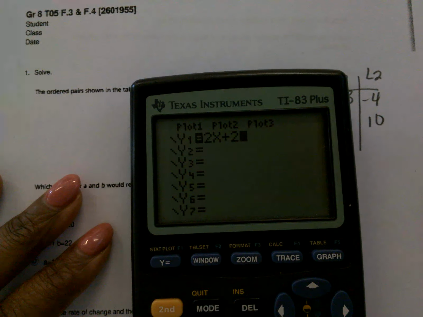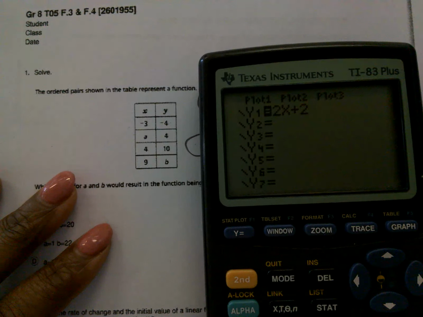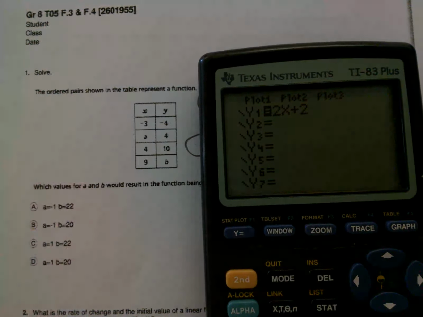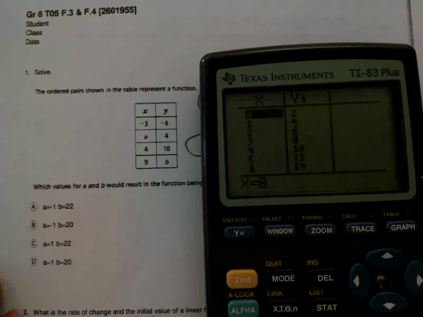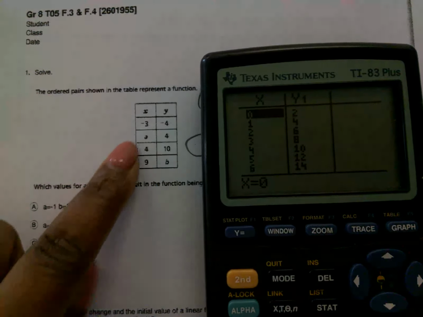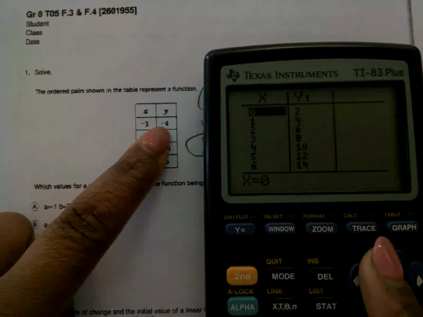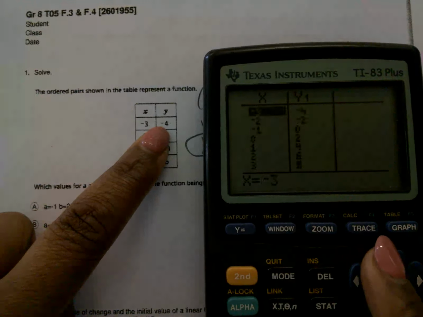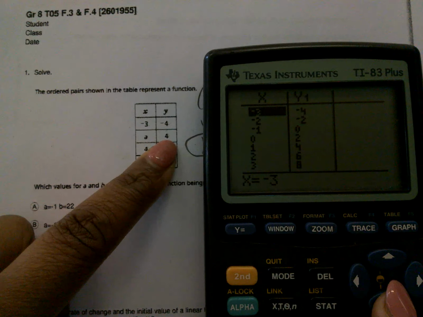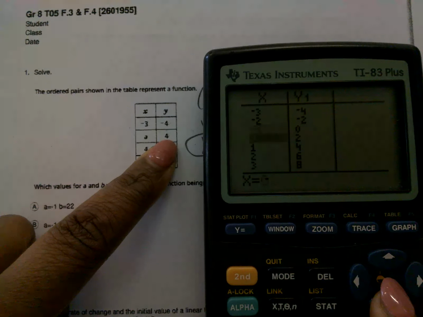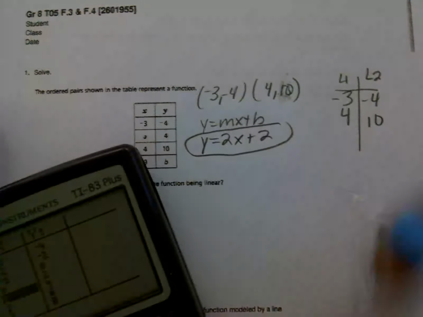Now we're going to view the function table. Does anybody remember how to view the function table? Second graph. Second and graph. So when we go to second and graph, we're going to look to see we got -3 already in. It's up here. -3 and -4. That's right. And then let's look for where y is 4. When y is 4, what's x? 1. So a is 1.